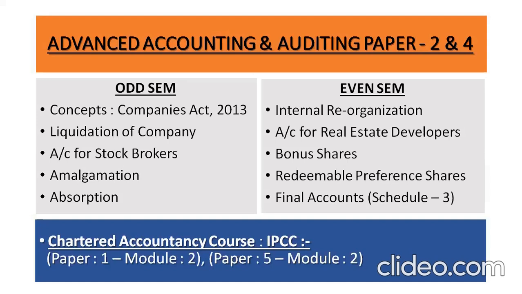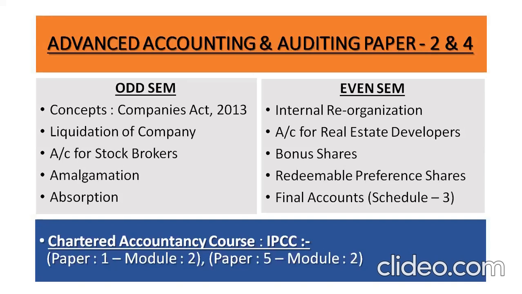The syllabus of the even semester is basically focusing upon internal reorganization, that is certain changes that take place within a company, and how to account for the same. Second, again the most important thing in this arena, is accounting for real estate developers. Third is issue of bonus shares and its accounting. Fourth is redeemable preference shares and its accounting. And the last one, which is your favorite being an accounts student, is final accounts, that is specifically mentioned in Schedule 3 of the Companies Act 2013.